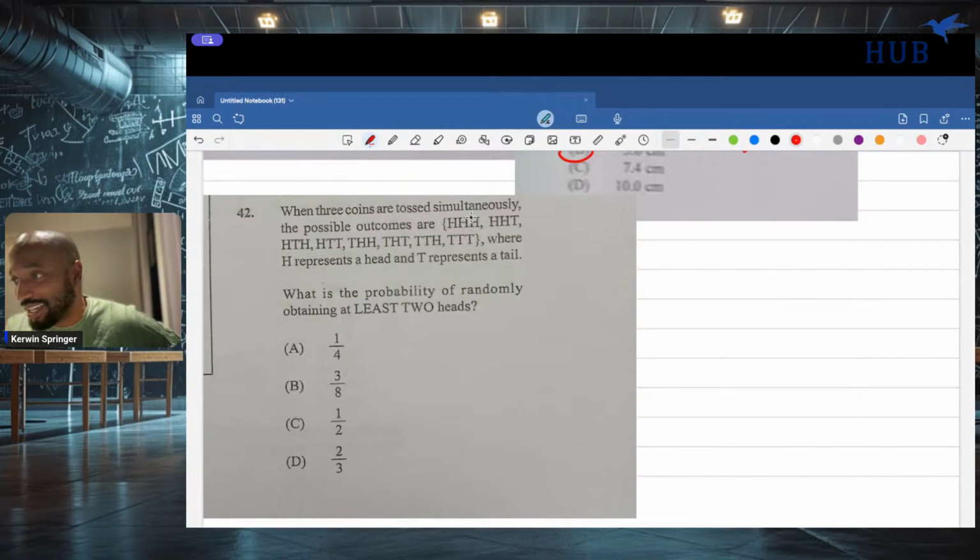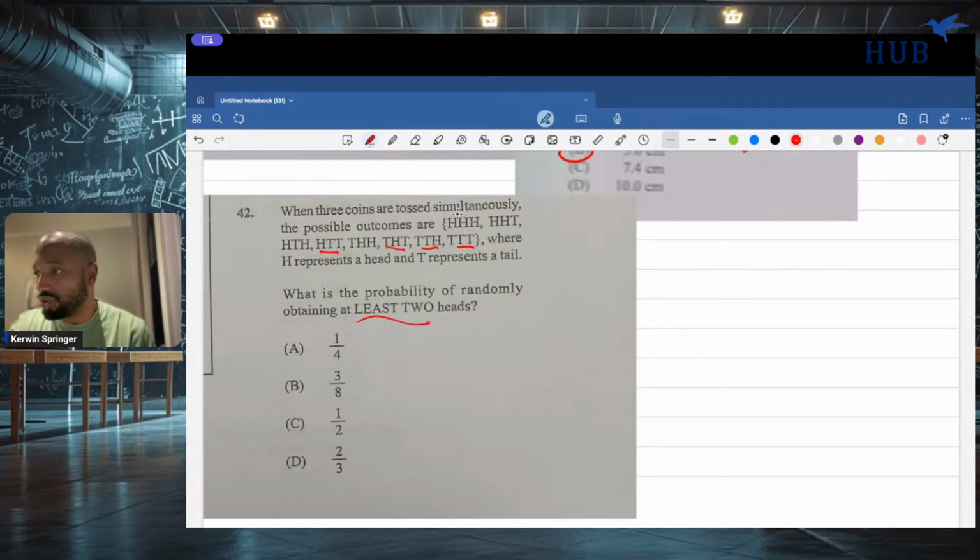3 coins are tossed simultaneously. We get head, tails, head, tails, heads, head, tail, tail. I don't want to read all of that. What is the probability of randomly obtaining at least 2 heads? Getting at least 2 heads means triple heads or 2 heads. So it might be best to check and see which ones have at least 2 heads.